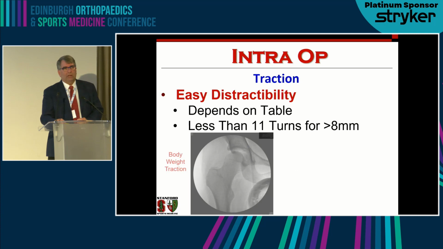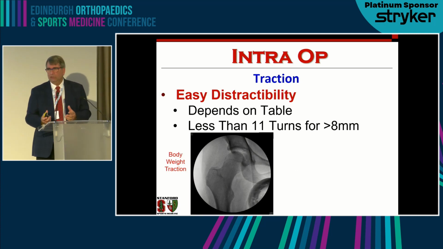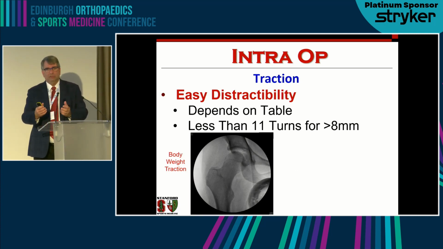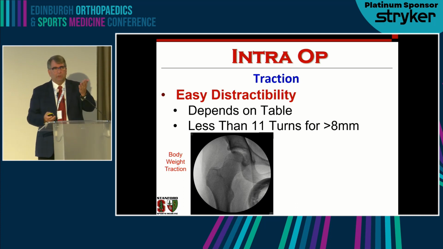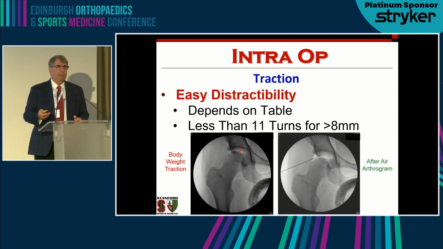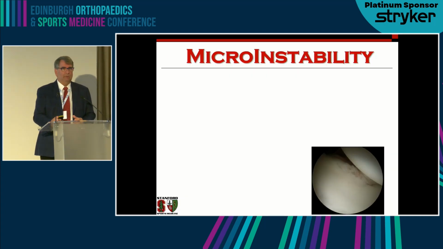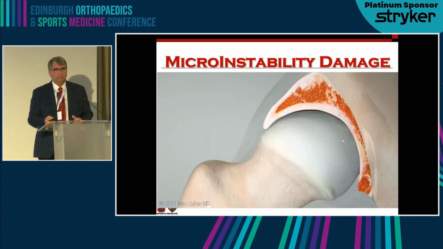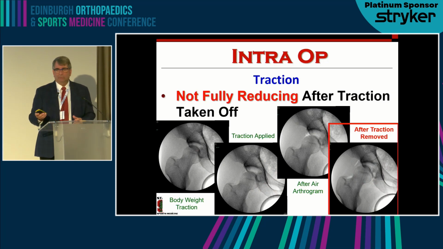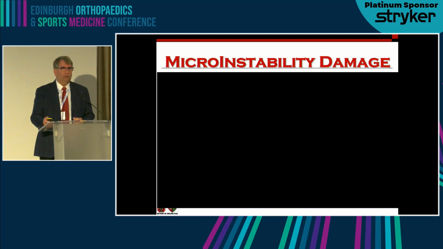So when we look at ease of distractibility, for my table, the first thing I do when I do hip arthroscopy is I make sure that their perineum is down against the post. I bring the fluoro in. If they're already distracted, that's not normal. That's a clue right there that the patient has some instability. And so here we're doing an air arthrogram, and then after we do the air arthrogram, I take the traction off. And you can see sometimes they still stay subluxated after I've removed the negative intra-articular pressure in the joint.